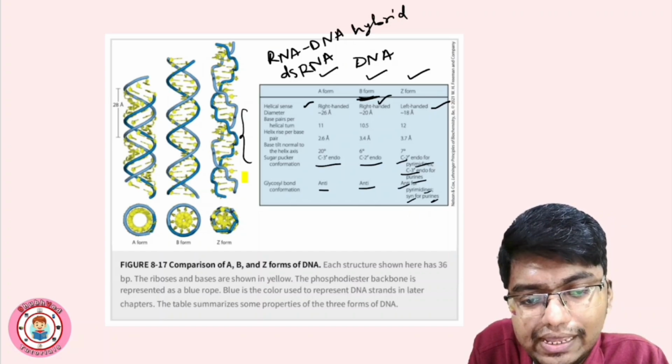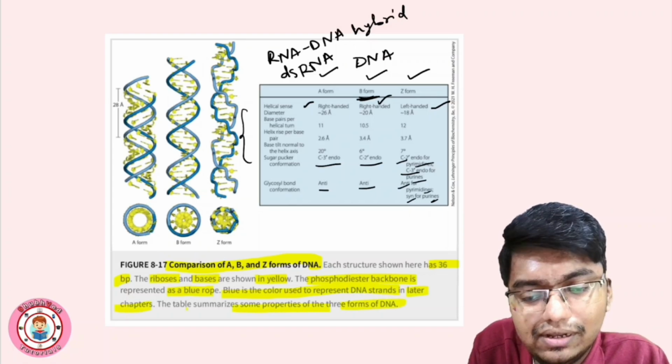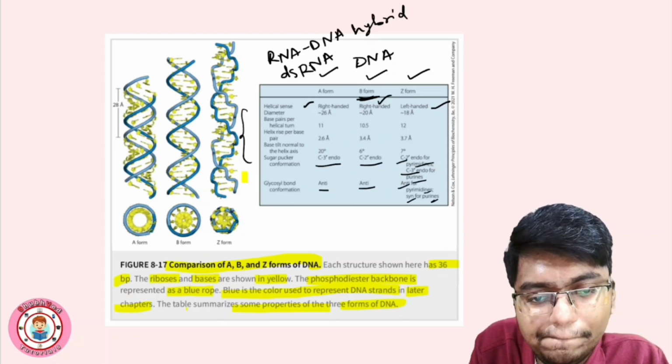Comparison of A, B and Z forms of DNA. Each structure shown here has 36 base pairs. The riboses and bases are shown in yellow. The phosphodiester backbone is represented as a blue rope. Blue is the color used to represent the DNA strand in later chapters. The table summarizes some properties of the three forms of DNA.